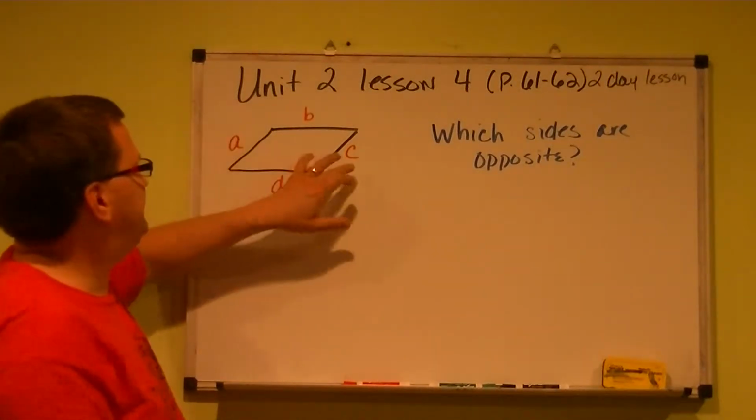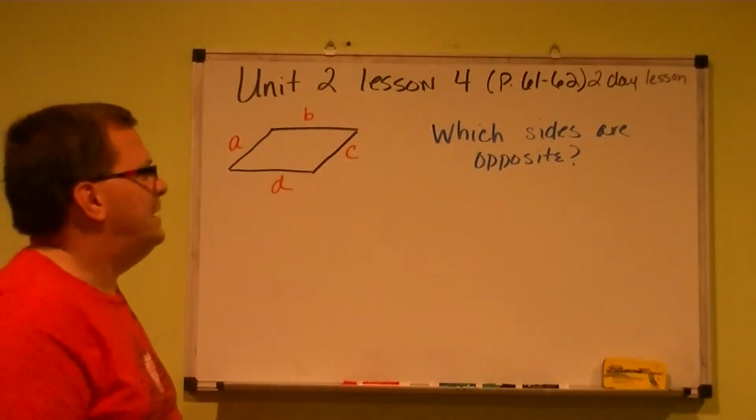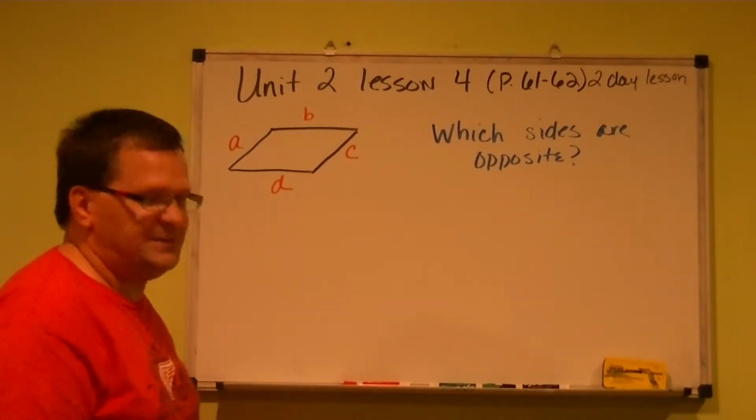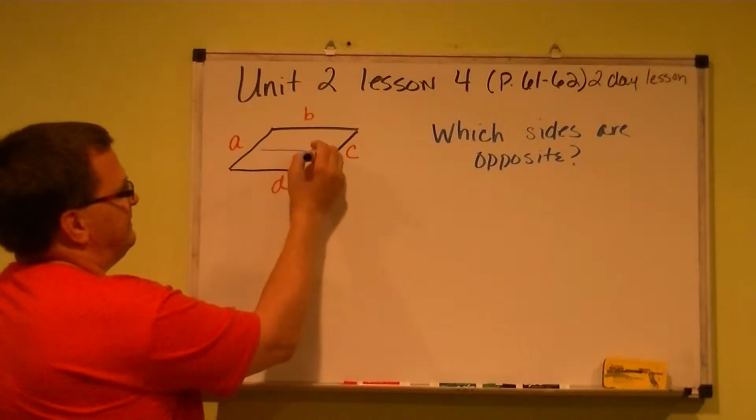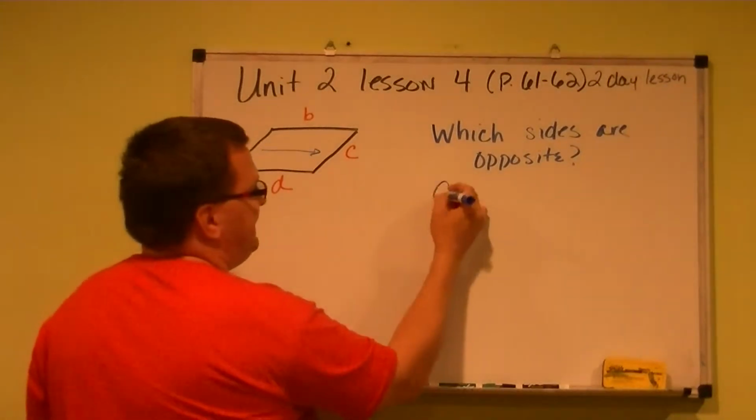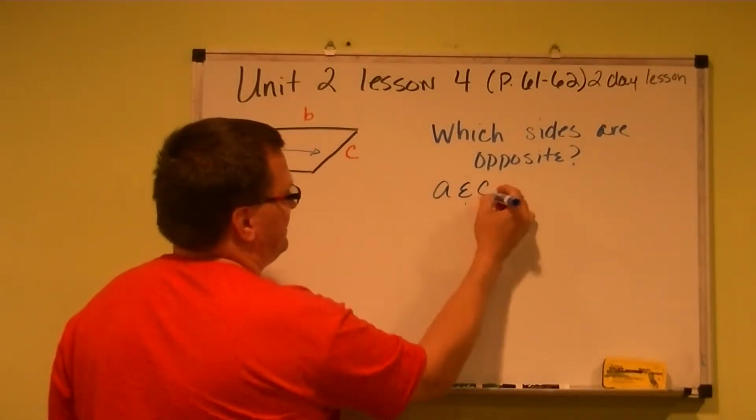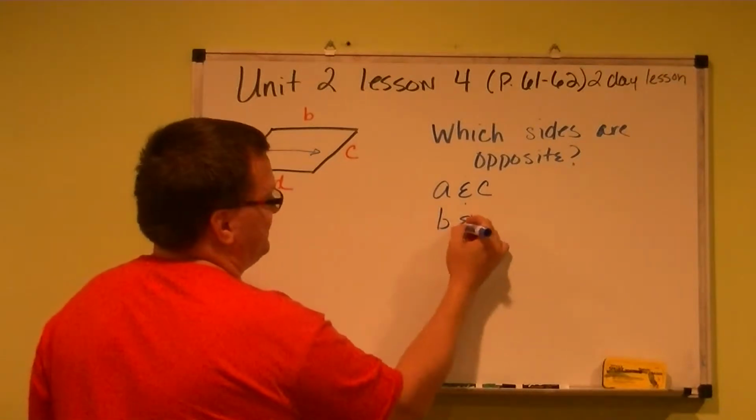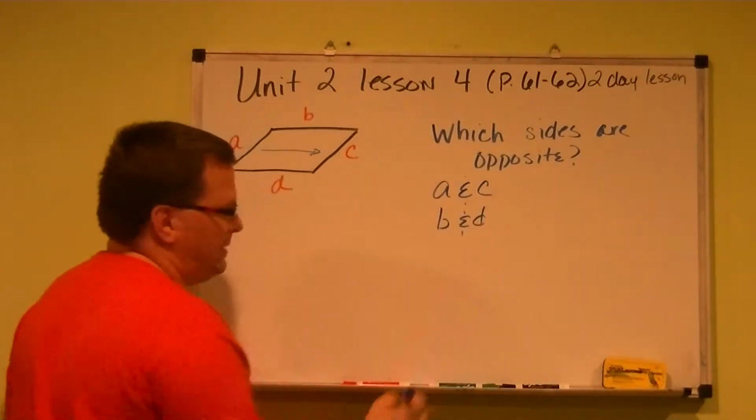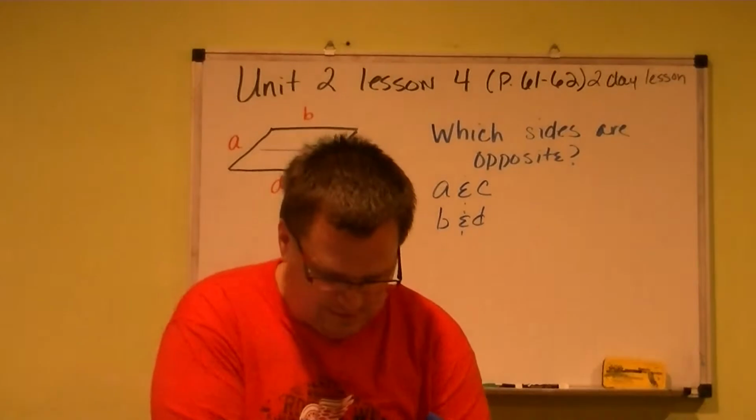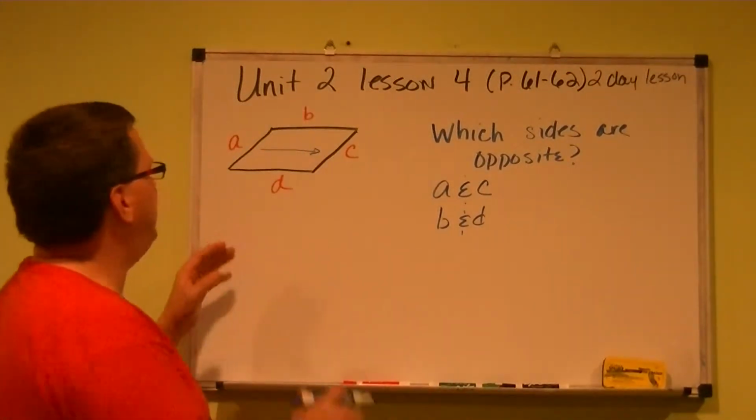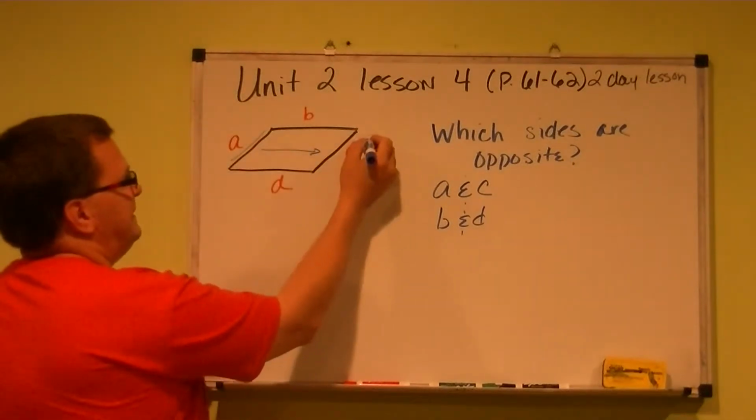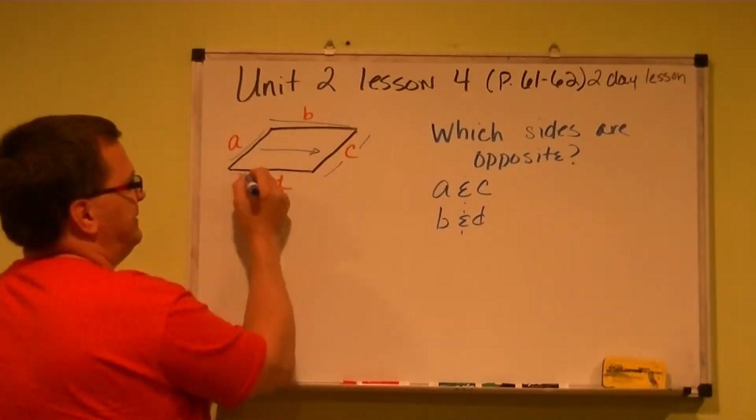We have A and C side, B and D side. And which sides are opposite is the question. Well, opposite would be straight across basically. So A and C are, and B and D are. Those are our opposites that we are looking at. But what can we say about the opposite sides? What can we say about this side and this side?